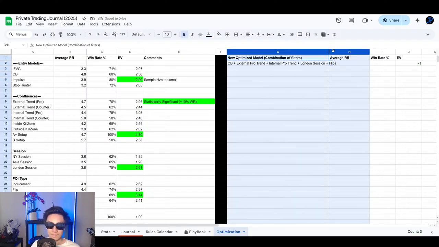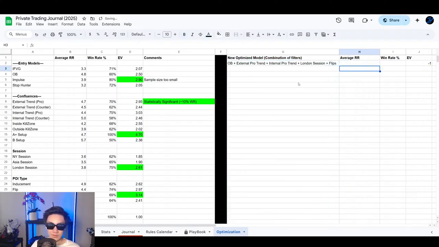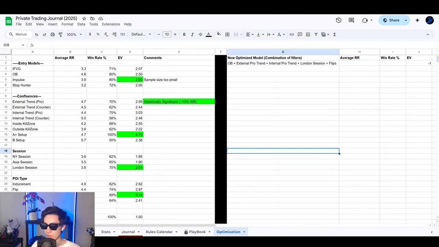Okay. And then we can get the average risk reward now. So if we combine these, I'm trying to think the correct way to do this. One way you could try to get a rough average is dividing the EVs. So you could just do 2.9 plus 4.7 plus 2.61 plus 0.14. But that's just getting the average between four. It's not actually optimizing it properly.